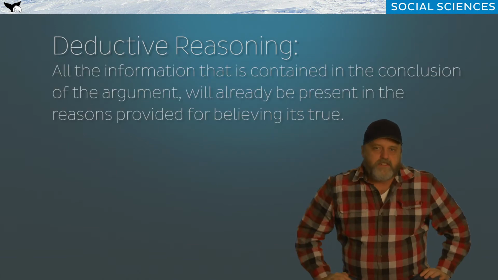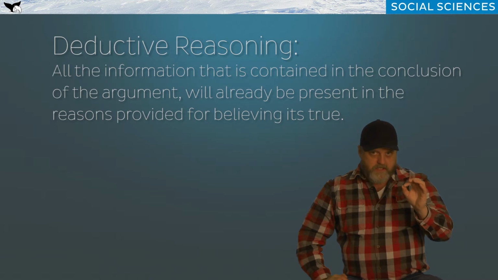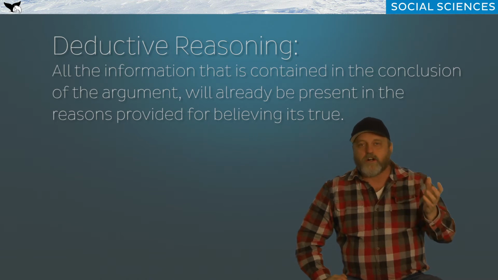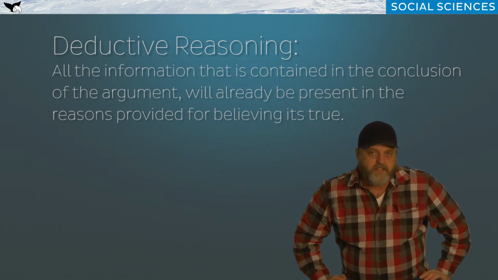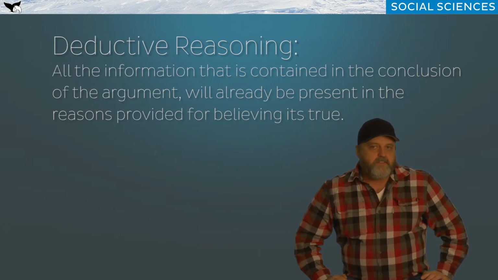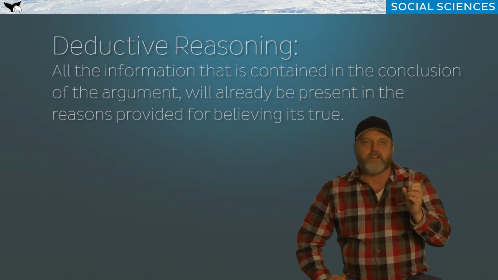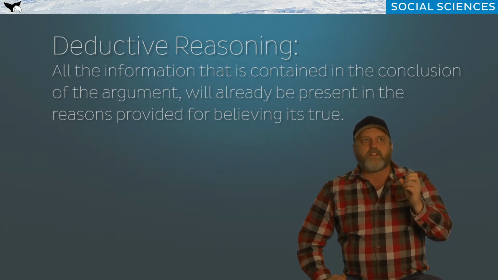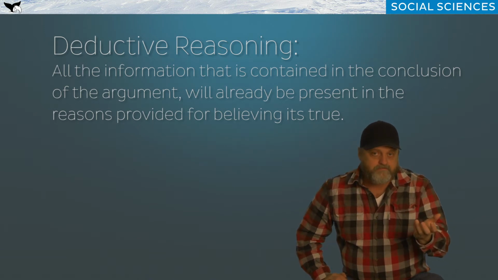In deductive reasoning, all of the information that is contained in the conclusion of the argument will already be present in the reasons provided for believing it's true. What deductive arguments do is they rearrange the information so as to show you that the conclusion of the argument was or should have been obvious the minute you heard all the premises.